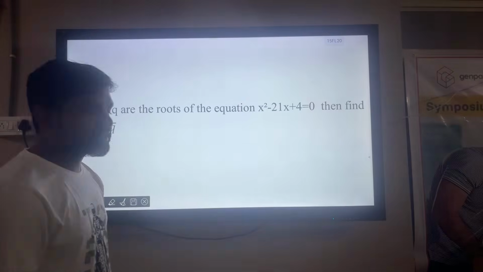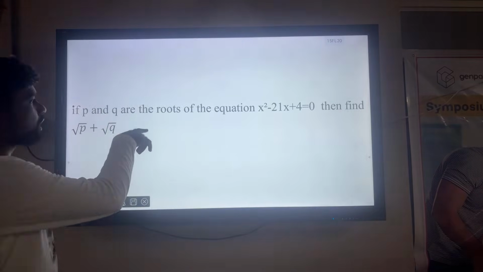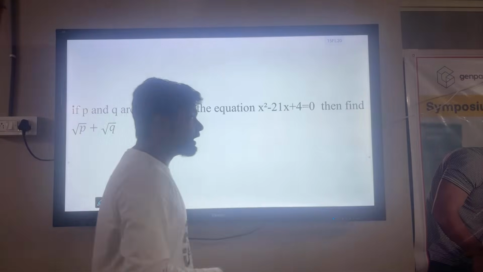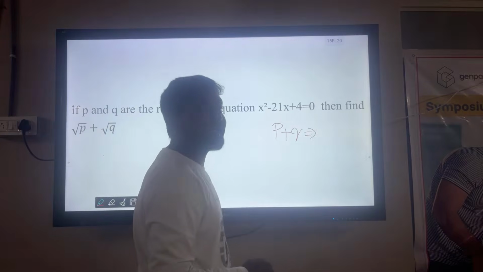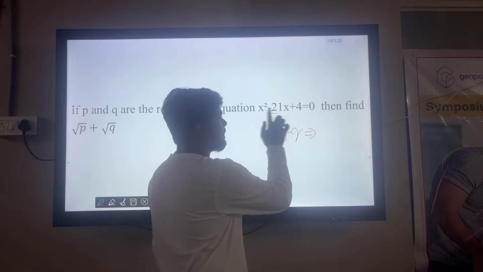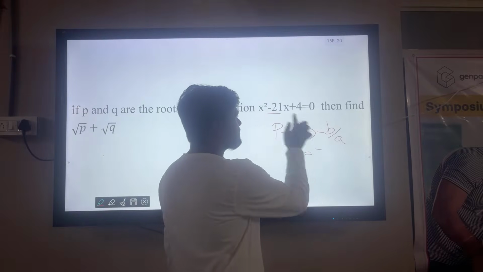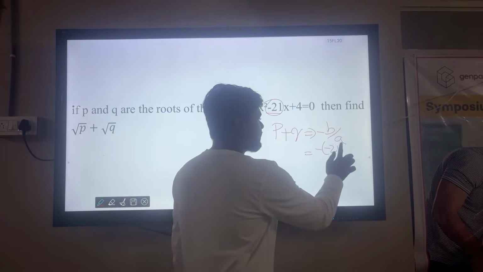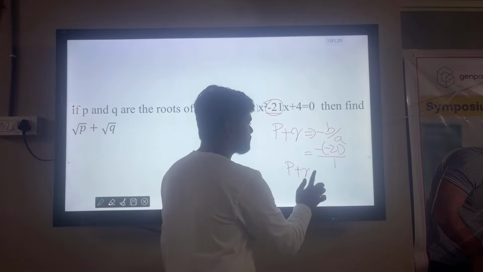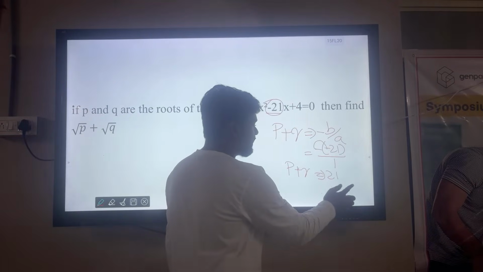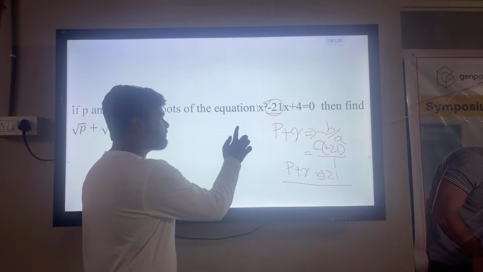I hope you know the formulas related to quadratic equations. They are giving you that P and Q are the roots of the equation. Then what is the sum of the roots of a quadratic equation? Sum of the roots, P plus Q, is minus B by A. What is the B value? Minus of minus 21, divided by the A value. What is the A value? 1. So the sum of the roots is equal to minus into minus, plus 21. Sum of the roots is 21.